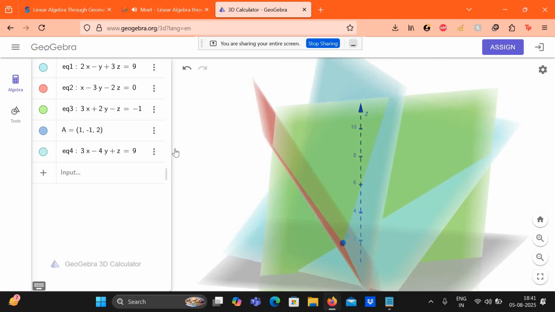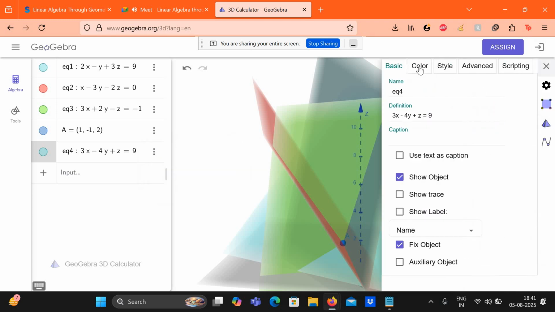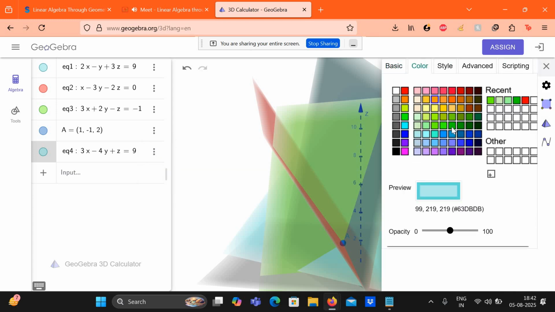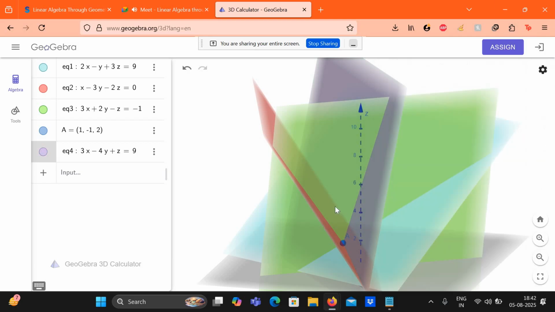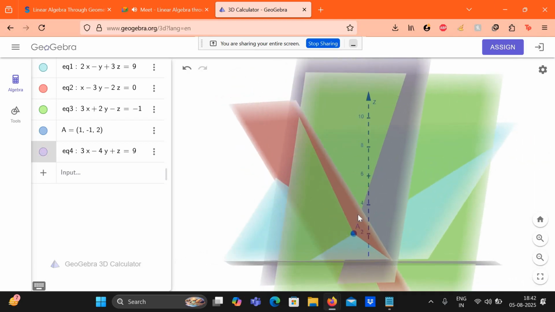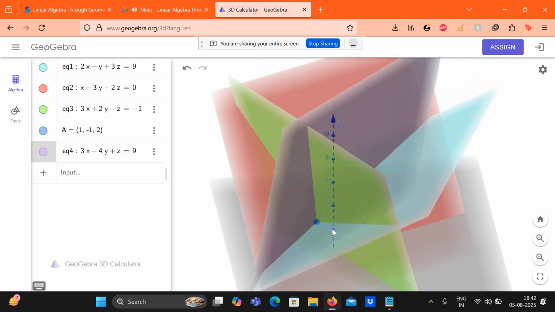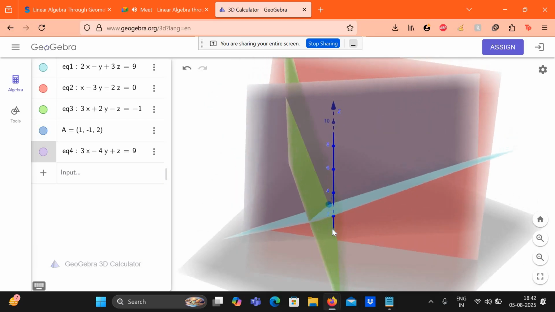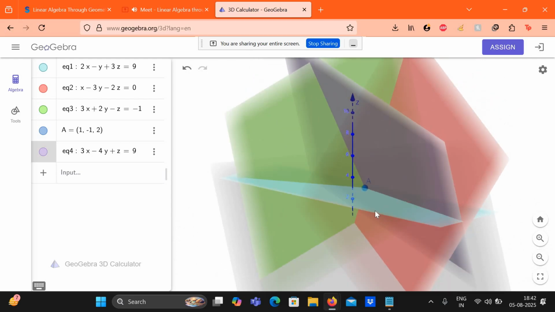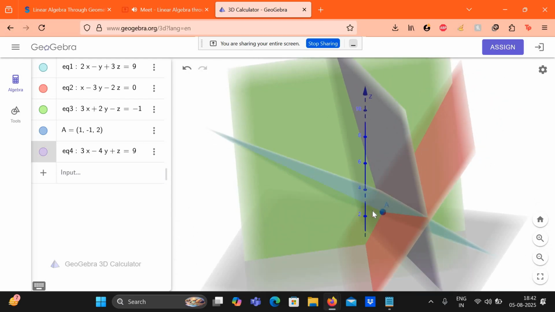I'll just color this plane also, purple maybe. See, all of them are intersecting at a point. It can always happen, but it need not always happen. As we increase the number of equations, the chance of intersection is very less. It comes down, right?